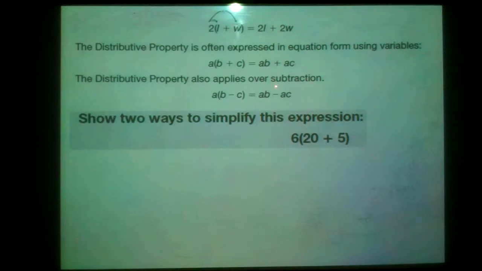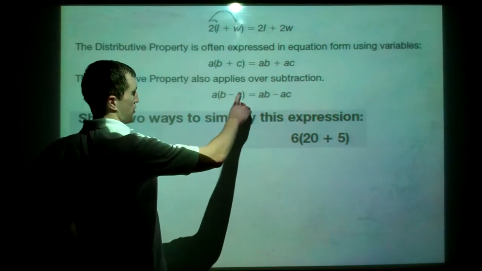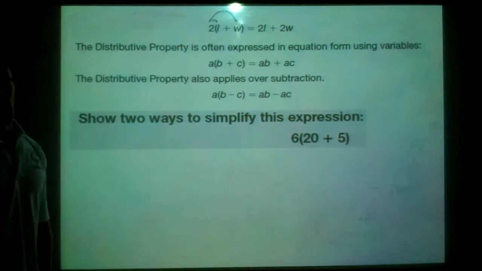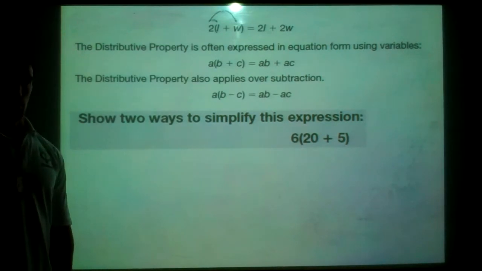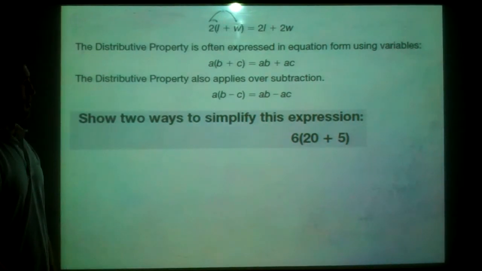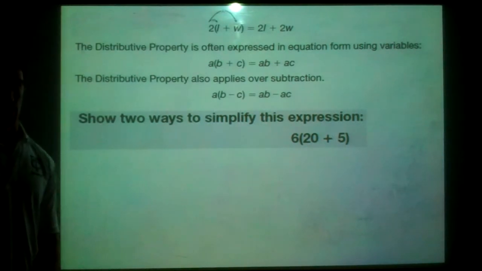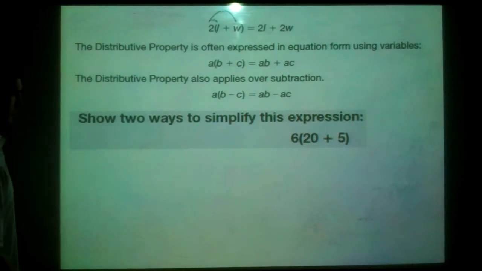And it also works for subtraction. Okay? So you're taking whatever number you have out here, multiplying it by both the terms inside. There could be a lot more than 2 terms inside the parentheses. For now we're just going to deal with 2 things. But yeah, that's basically our distributive property. And we're going to show how this works in 2 ways with this example right here.